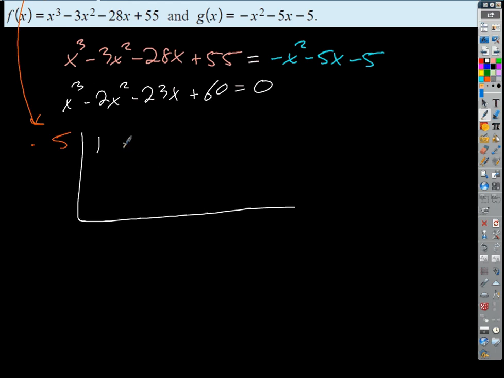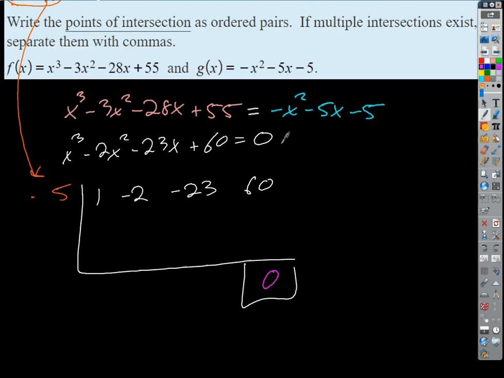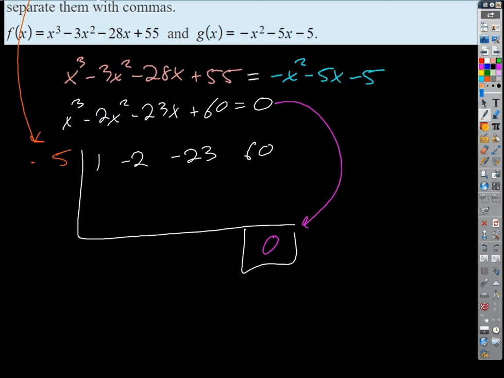1, negative 2, okay? And what has to go in there? 0. 0 has to go in there because it's equal to 0, right? We're finding the zeros of this expression. So now if I just do the math, this part's easy.